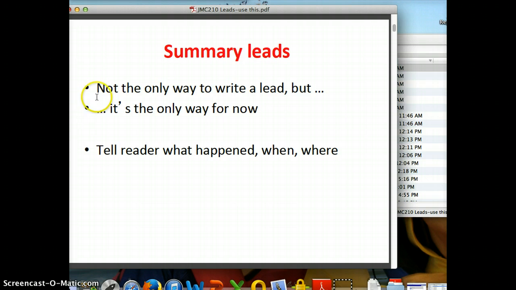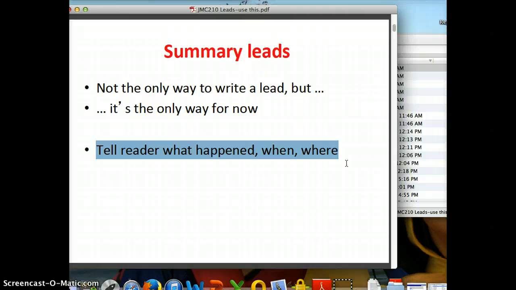So, just a reminder, it's not the only way to write a lead. A summary lead is what you're going to learn here, but it's not the only way to write a lead. It is the only way we're going to write them for now. I want you to get this down, and then we'll learn how to write other leads. So, what is a summary lead? A summary lead tells the reader what happened, when, and where. That's it. What happened, when, and where. That's what I want you to do for now.